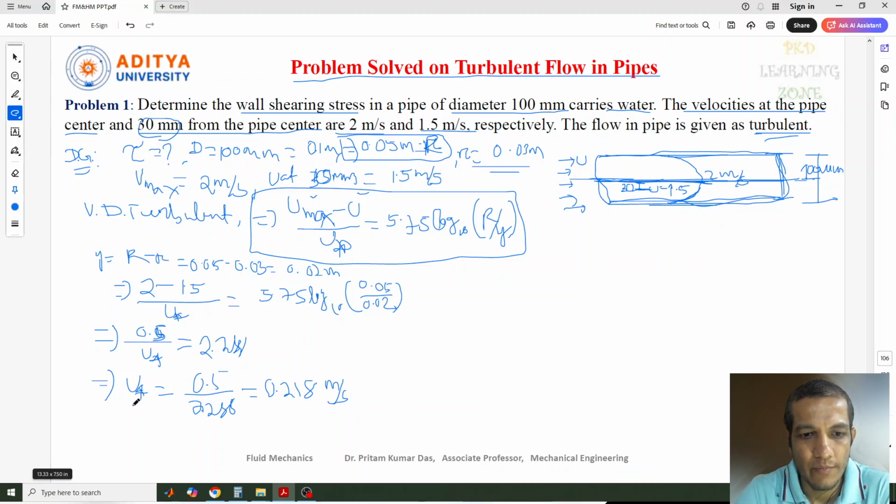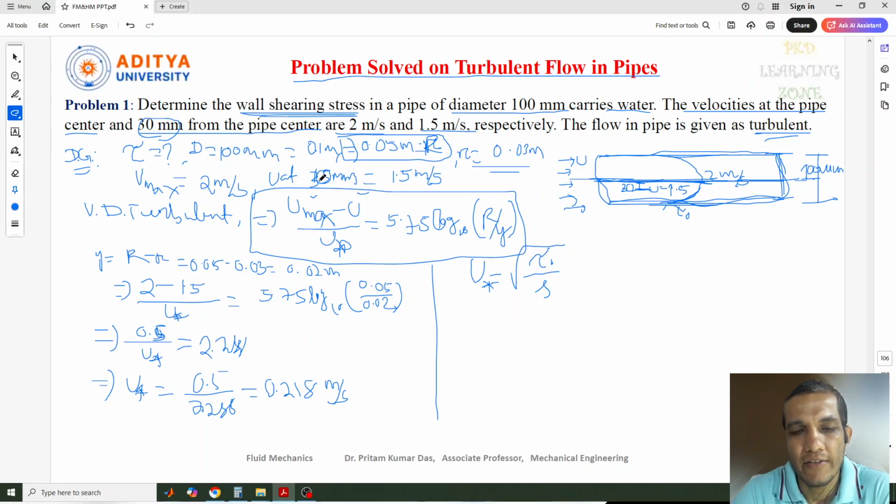If you remember, the u star term is the shear velocity. Now our aim is to calculate the wall shear stress, tau naught. Why tau naught? Because near the wall, the y value is 0. And there is another relation: u star equals the root of tau naught divided by rho. We got this while deriving the equation.